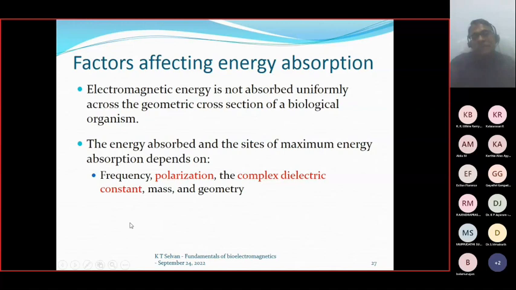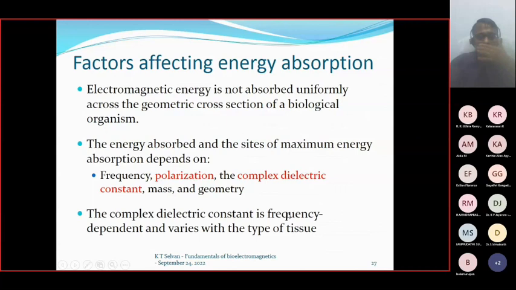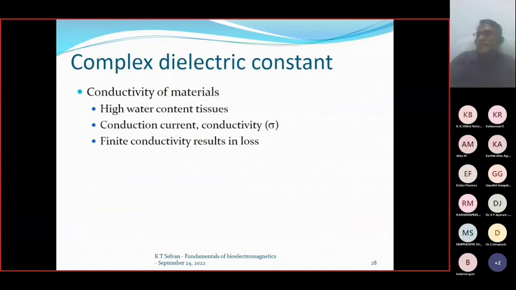We'll be looking particularly at the polarization briefly and the complex dielectric constant. It is important to remember that the complex dielectric constant is frequency dependent. Not just that, it also varies with the type of tissue. Remember that we have muscles, bones, fats, and lots of things. Different tissues respond to electromagnetic waves, as should be expected, in different ways. So what is this complex dielectric constant? I hope you have some idea of conductivity. Metal is a very good conductor: copper, aluminium, silver, gold. These are very good conductors.